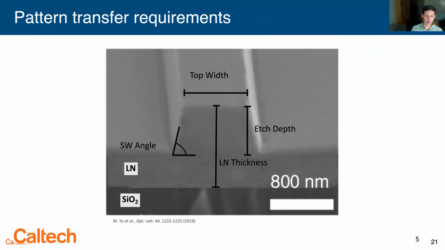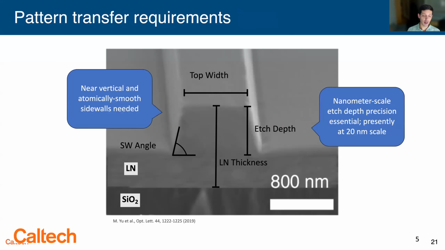All right, so what we really want in this pattern transfer process is, if we look at this side view of a waveguide, there's a few parameters you can see here that are relevant, like sidewall angle. What we need is near vertical and atomically smooth sidewalls. And in addition, the etch depth precision is extremely important for the nonlinear processes occurring in these chips. Presently, with ion milling, maybe 20 nanometers precision is achievable, but we would really like plus or minus 1 nanometer, which corresponds in a relative sense to 0.1% or so of the etch depth. That's extremely challenging to achieve with a continuous process.